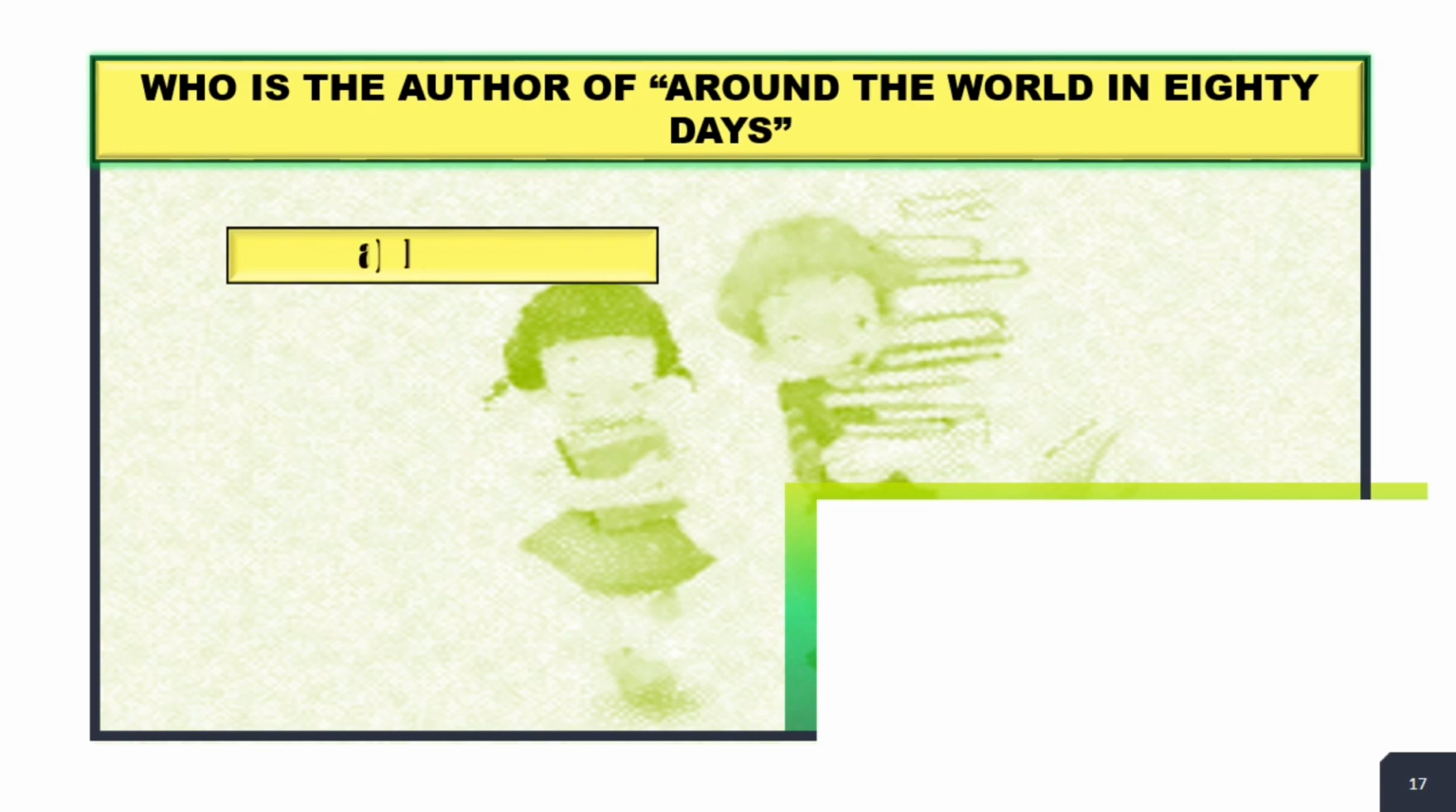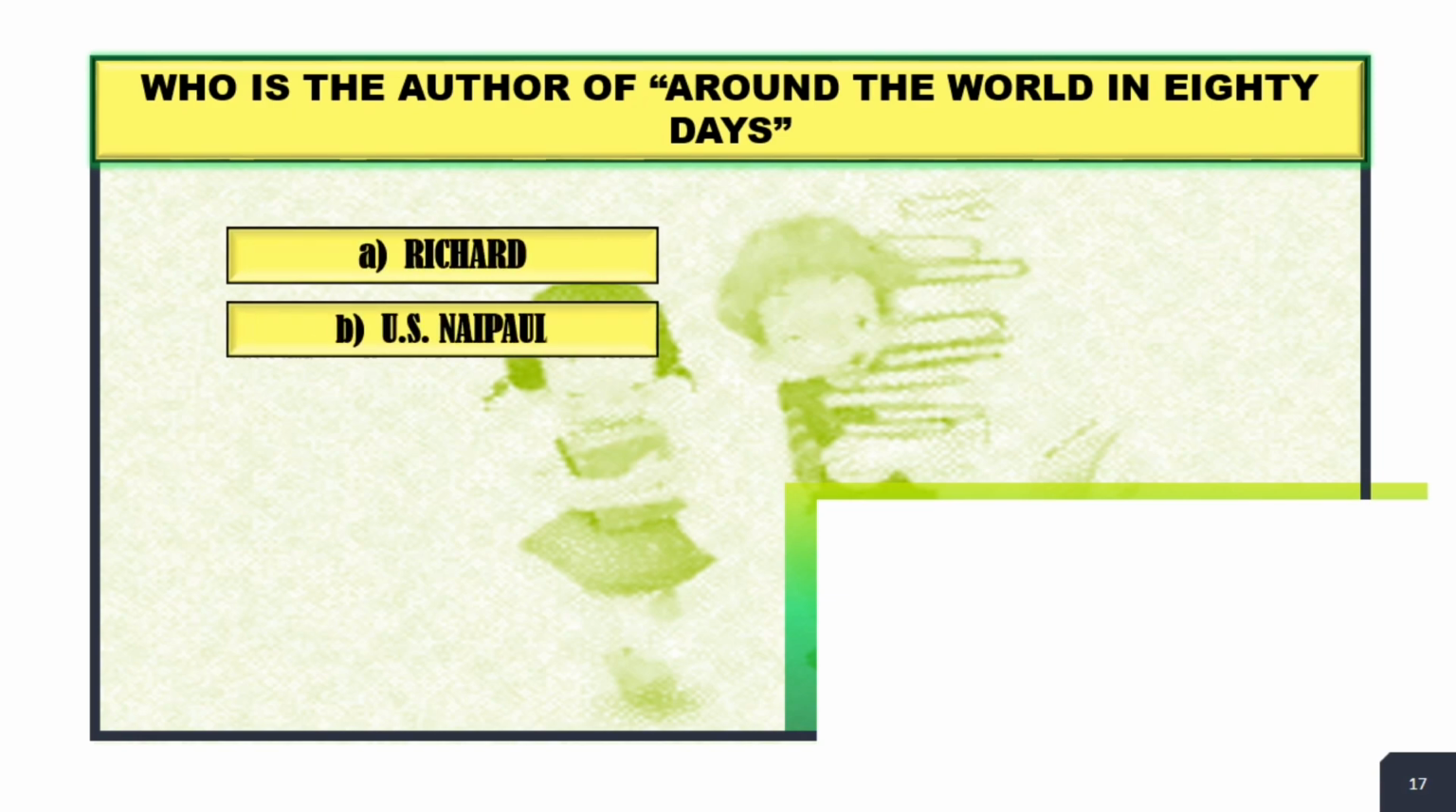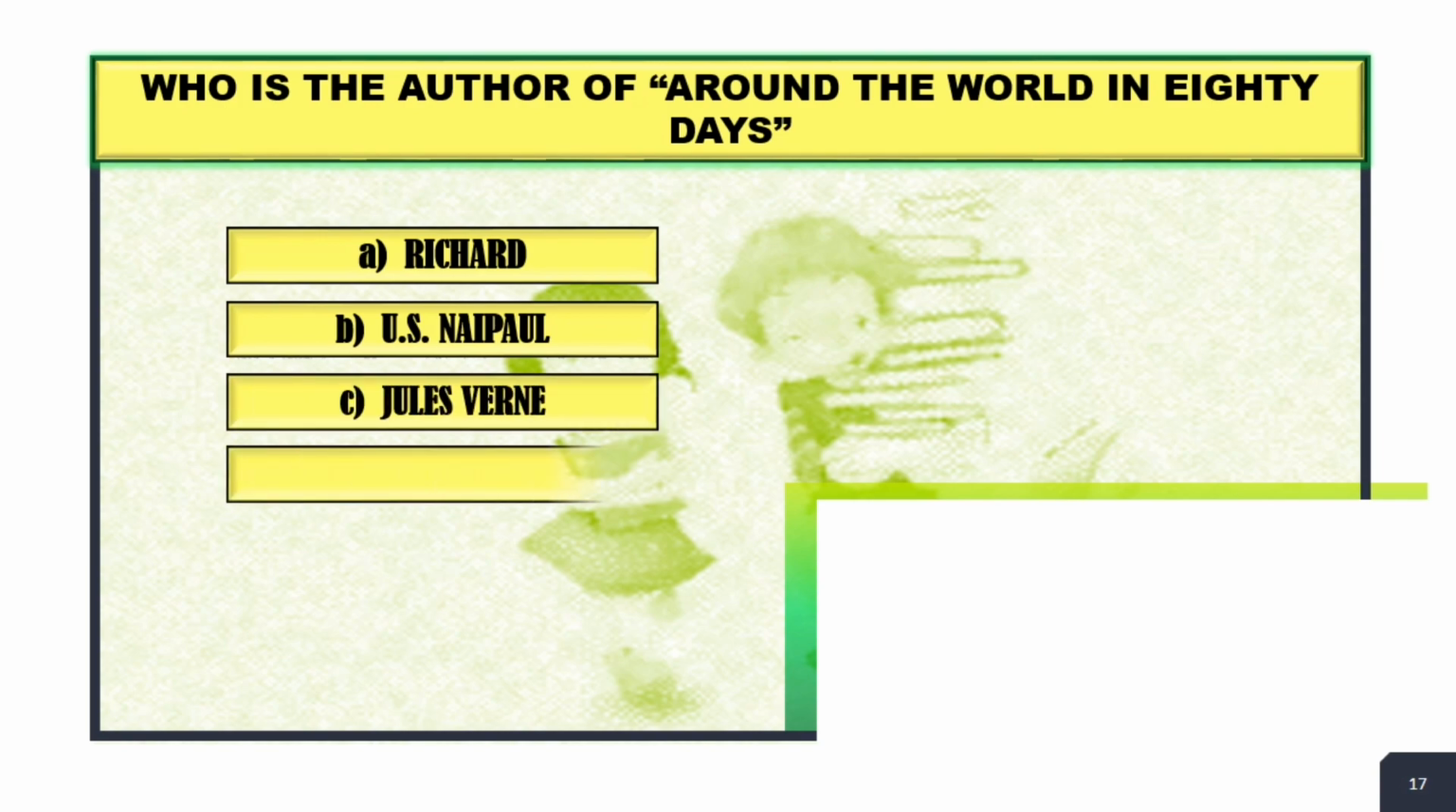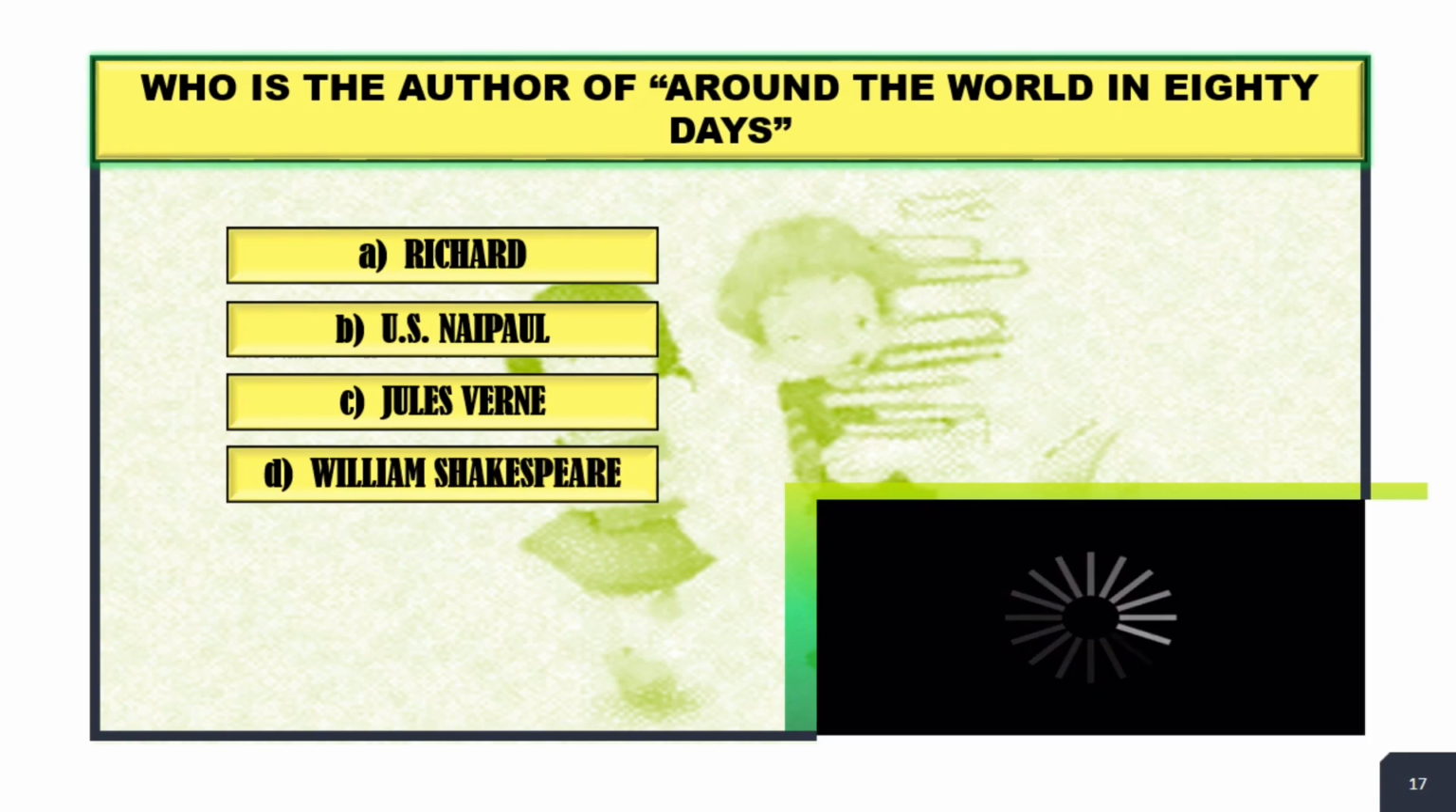Number 17. Who is the author of Around the World in 80 Days? A. Richard. B. U.S. Nepal. C. Jules Verne. D. William Shakespeare. The answer, Jules Verne.